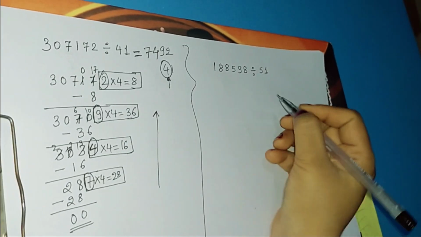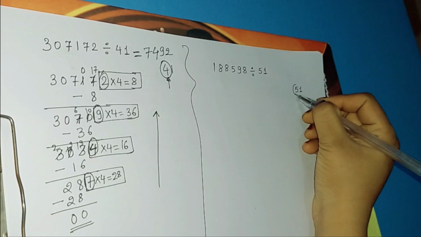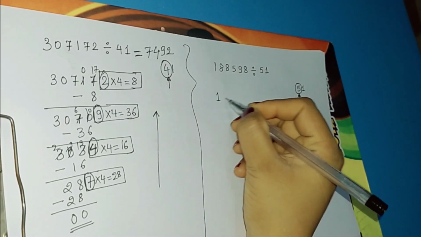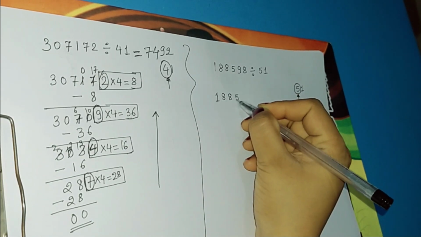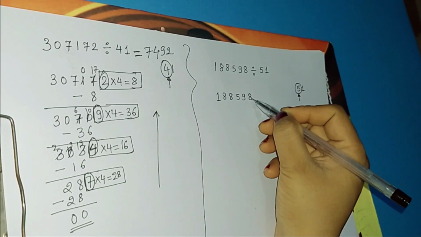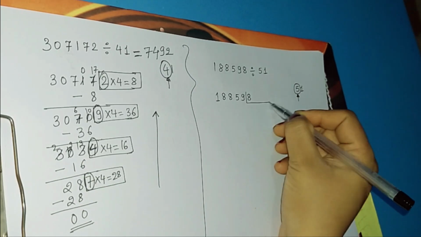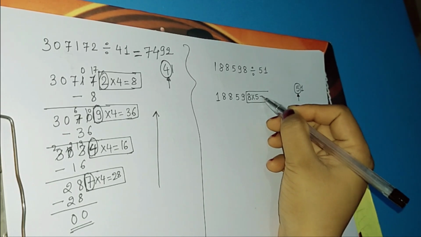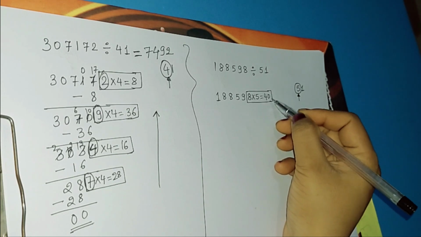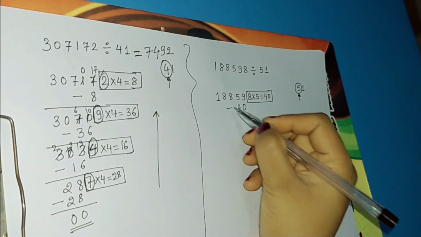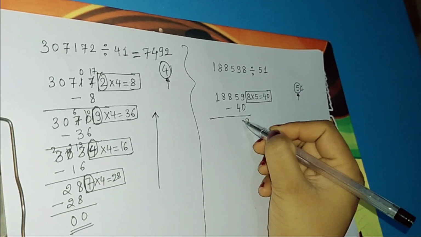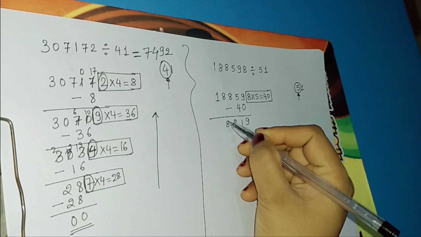So here to check, this 5 is very important in this 51 and we need to keep in mind this 5. First of all we need to take the last digit of the given number. In our case 8 is the last digit. So what we need to do? We need to multiply this 8 by 5. So 5 times 8 is 40. What we need to do next? We need to subtract this 40 from the remaining number. So here 9 minus 0, 9. 5 minus 4, 1. Here it is 8, 8, 1.